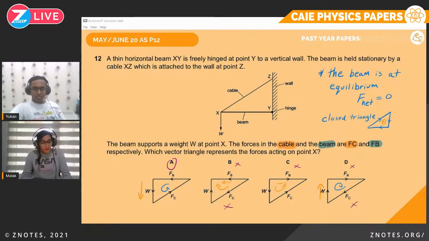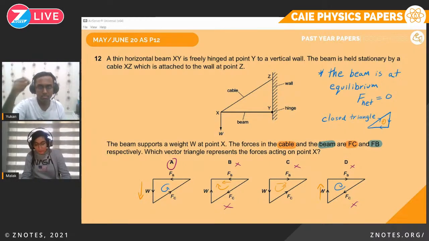A thin horizontal beam XY is freely hinged at point Y to a vertical wall. The beam is held stationary by cable XZ, which is attached to the wall at point Z. So you have a diagram here again, if the writing confused you. The beam supports a weight W at point X. The forces in the cable and in the beam are Fc and Fb respectively. Which vector triangle represents the forces acting on point X?